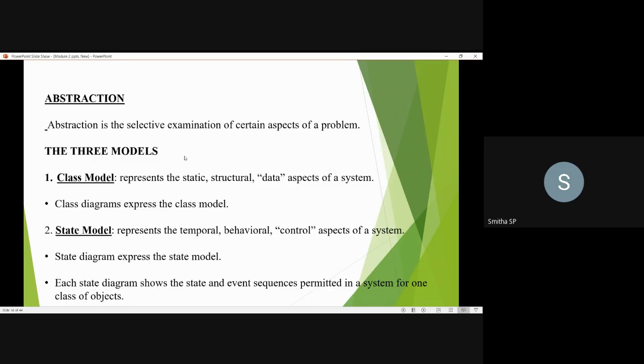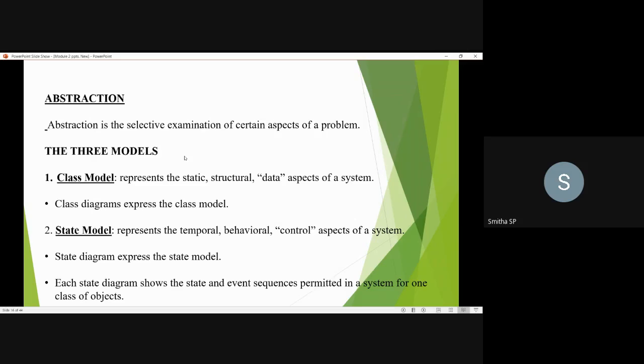Abstraction is a briefing, that is, the selective examination of certain aspects of a problem. The main goal of abstraction is to isolate the aspects that are important from those which are not that important. This we call abstraction. The next concept is the three models. Here we'll discuss the three models: class model, state model, and interaction model. These are the three models used in the design technique.